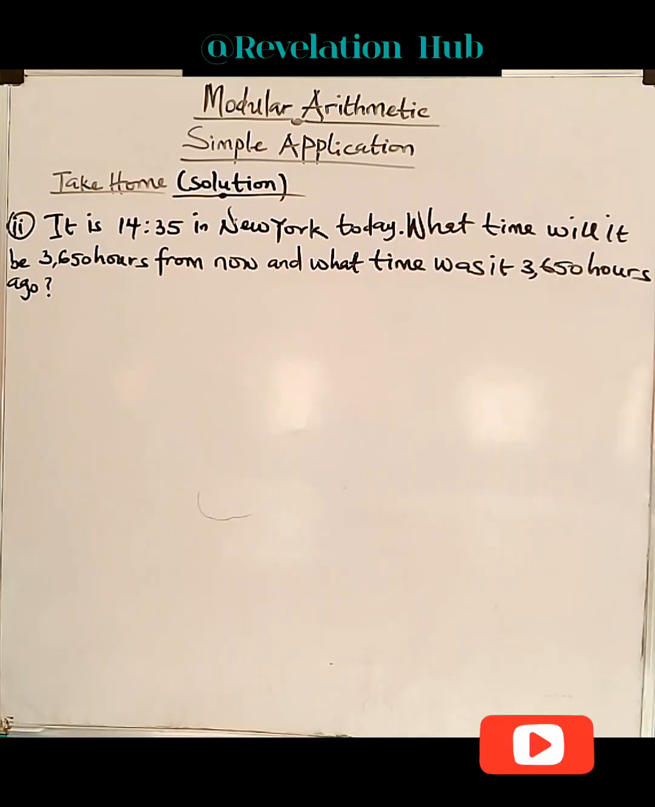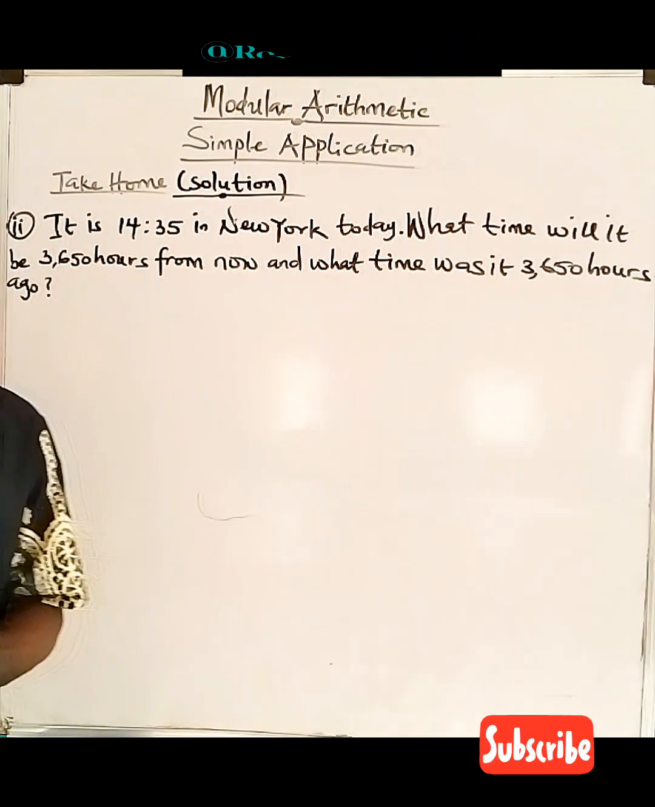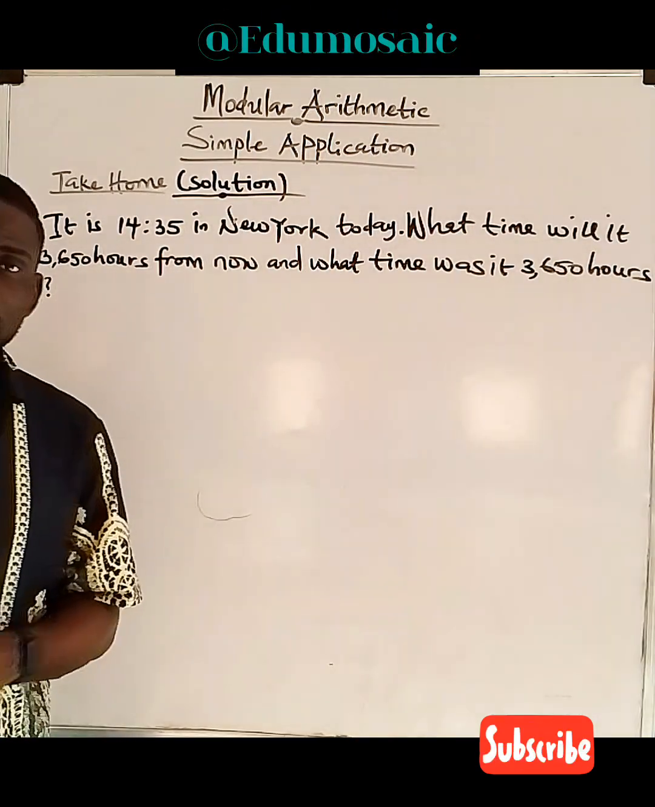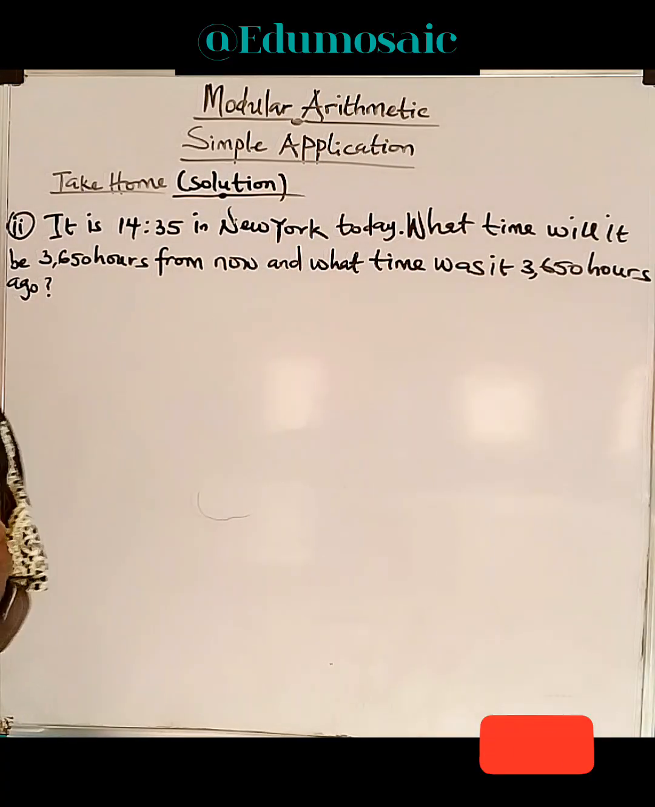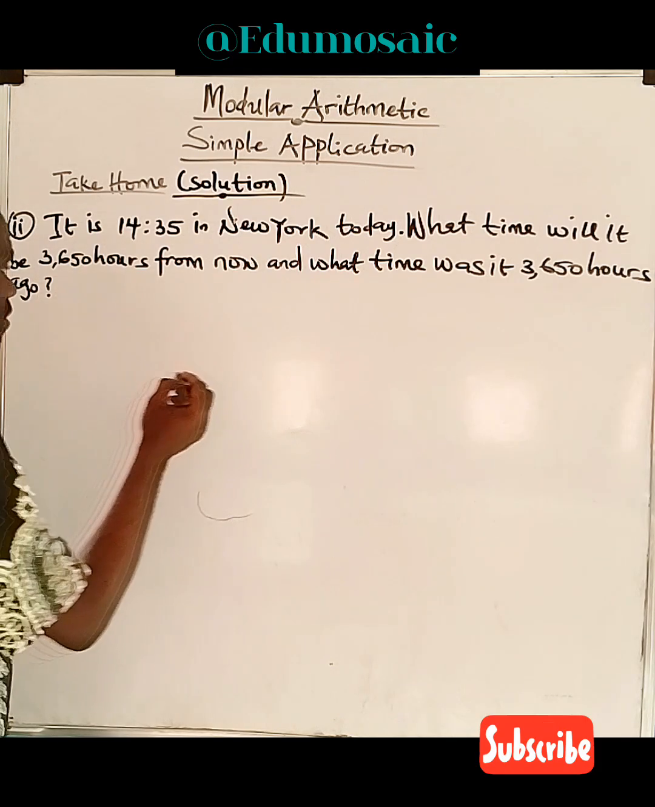So let's see what we have here on the board. It is 14:35 in New York today. What time will it be 3,650 hours from now? And what time was it 3,650 hours ago? Now, this question is very simple. And don't forget, when we talk about days, weeks, centuries, and so on, we use modulo 7. But this time around, we're talking about the clock, not just days and the rest. So we're going to be using modulo 12. Don't forget, we talked about this in our previous class.